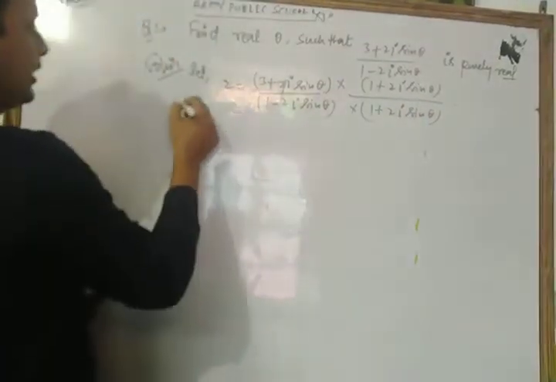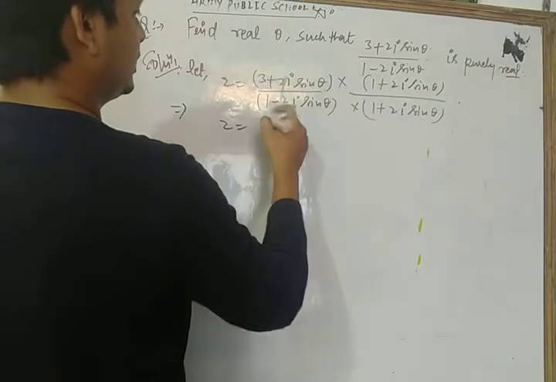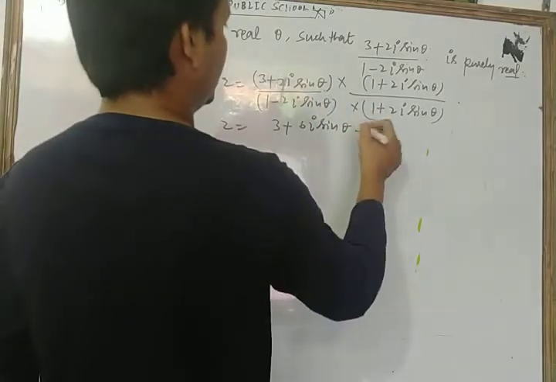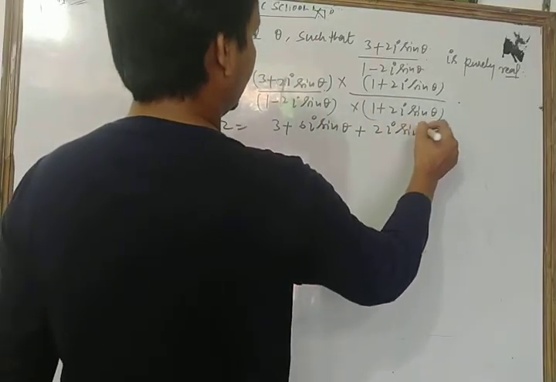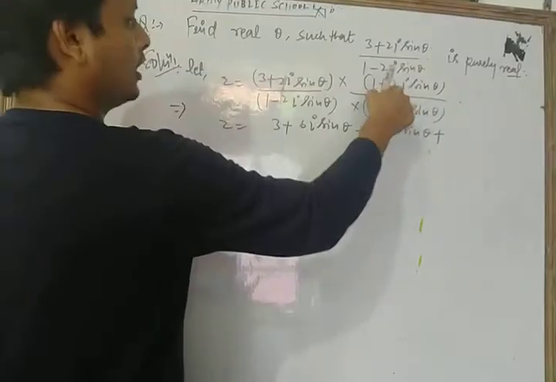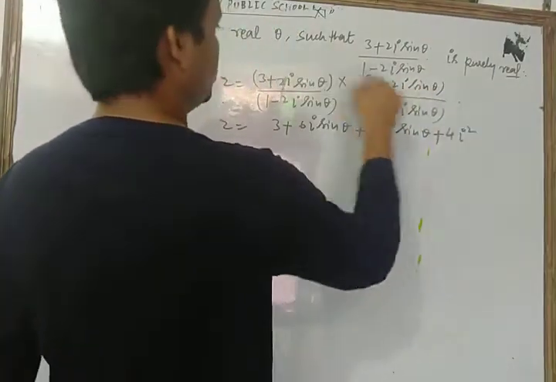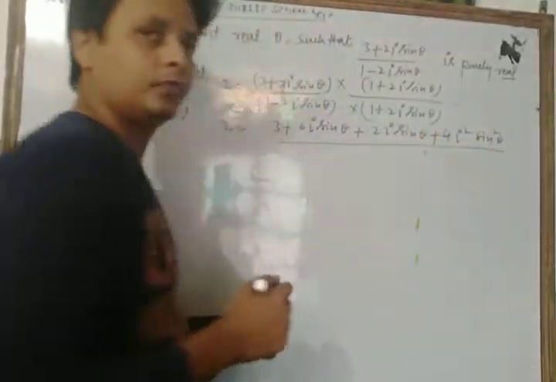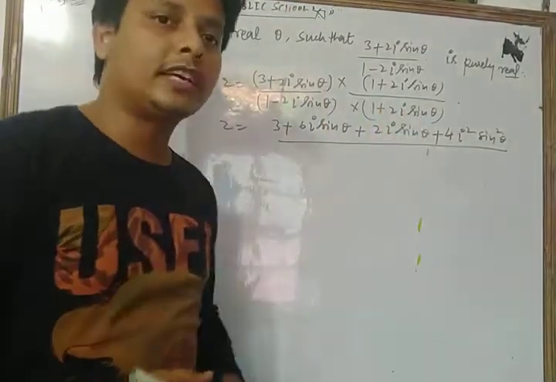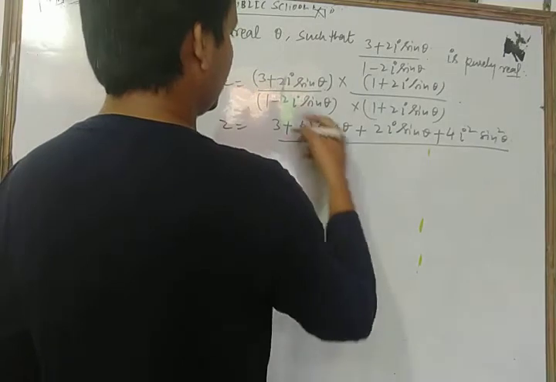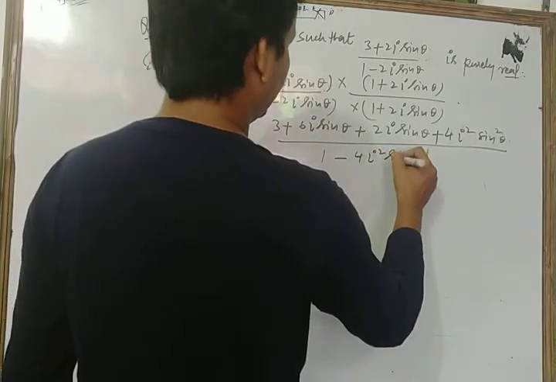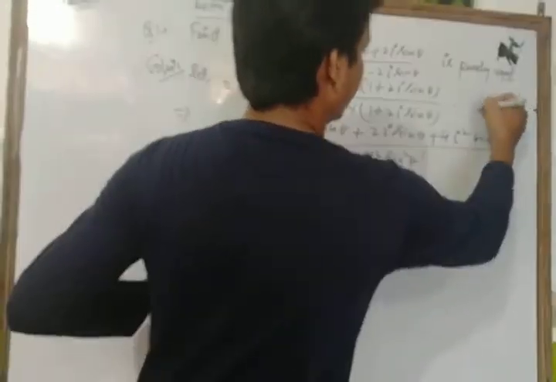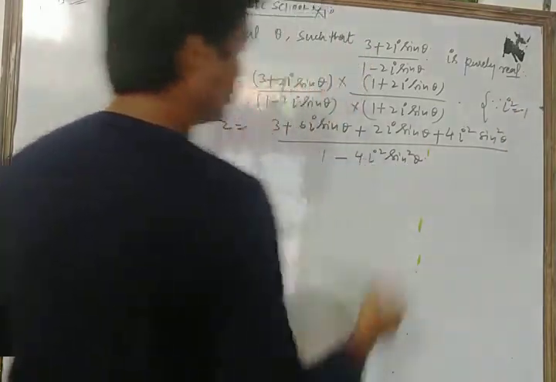So we get z = 3 plus 3 times 2i, that is 6i sin theta, plus 2i sin theta plus 2 times 2, that is 4i square sin square theta, upon, this is the form of (a minus b)(a plus b), so we can write a square, that is 1, minus b square, that is 4i square sin square theta. And we know that the value of i square is minus 1.